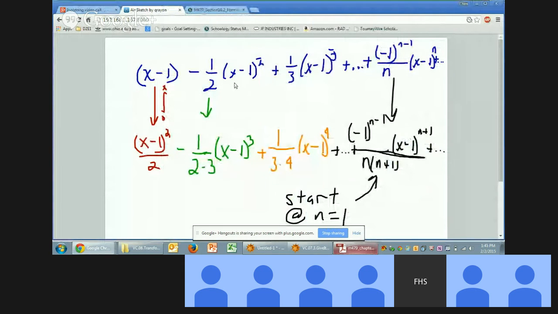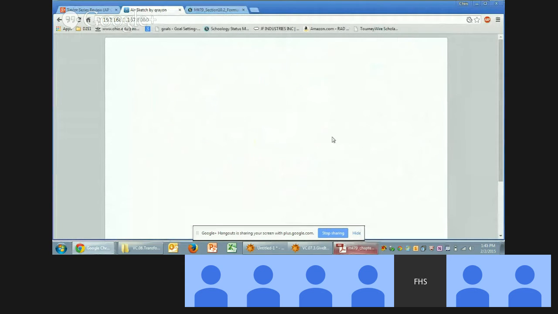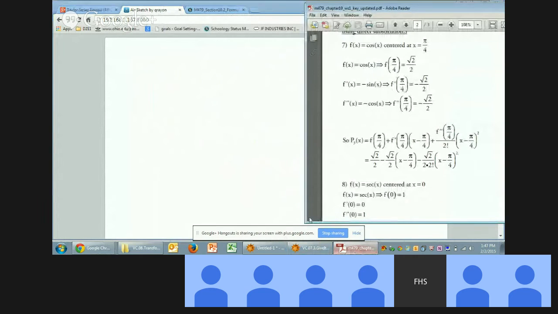Let me clear this out. And then let's bring up the worksheets. They're side by side. Perfect.